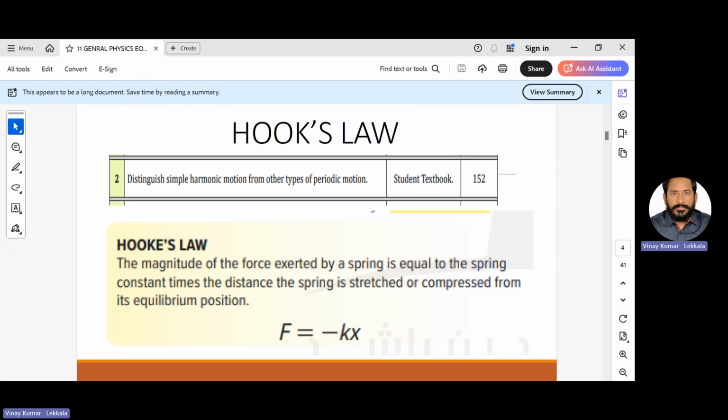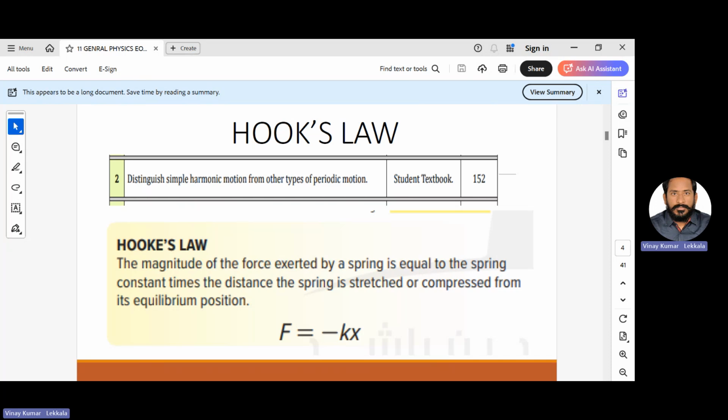Here the second question: distinguish simple harmonic motion from other types of periodic motion. Periodic motion is a repeated motion. Any object which repeats, either to and fro or vibrating, are all periodic motions. Like in a watch, the minute hand, second hand or hour hand will go around from 12 and again come back to 12, making one circular rotation. The earth's rotation is also a periodic motion.